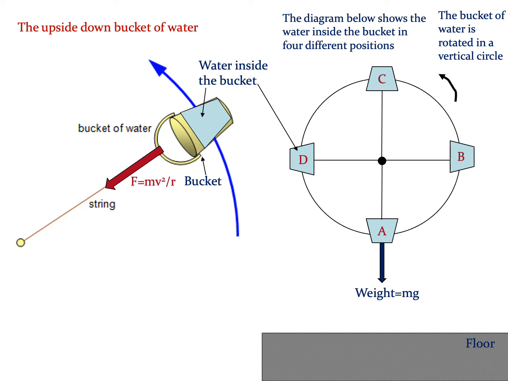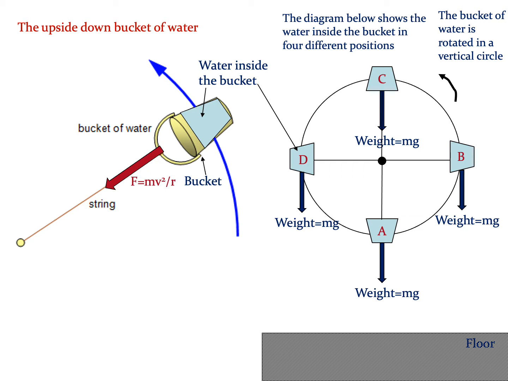Well, there must always be weight, mg. That can't be escaped. So we can add that in at each of the four positions. The weight mg will always point vertically downwards. It never changes direction, and it will always have the same magnitude, mg. So there, in all four of my positions for the water, I've shown the weight mg.